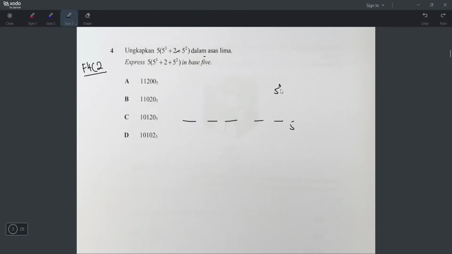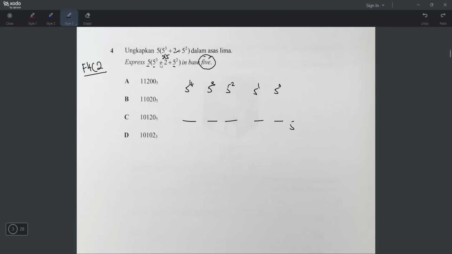Place value means nilai tempat. The nilai tempat will be 5 power 0, and this will be 5 power 1, this will be 5 power 2, 5 power 3, 5 power 4, right? And since they want base 5, and you can see in the question, it's all base 5, 5 power, right? Okay, I know the 2 don't have, but it's okay. The 2 don't have because it's 2 times 5 power 0. That's why it's just a 2 like that.